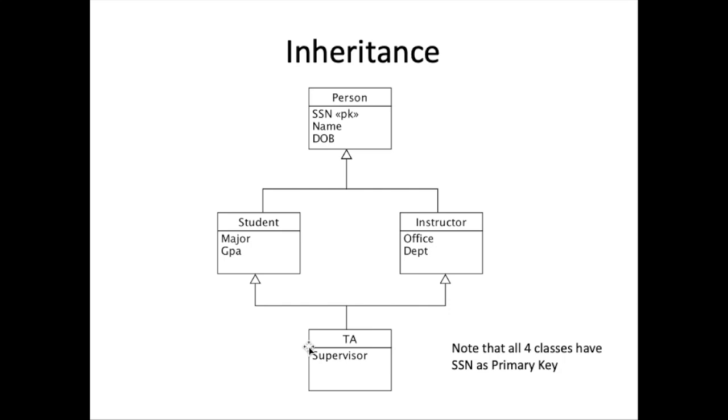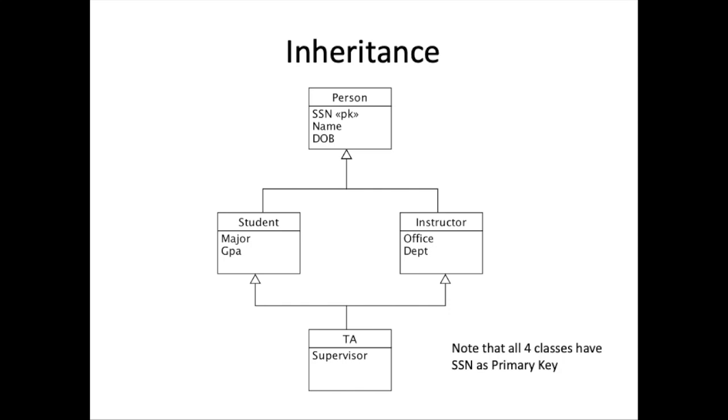Okay. Last thing I guess that we really need to look at is how to deal with inheritance. And we've got a number of possibilities for how to deal with inheritance as well. So here's an example where we've got a conceptual model where we have people or persons with social security number as primary key and names and date of birth as attributes.